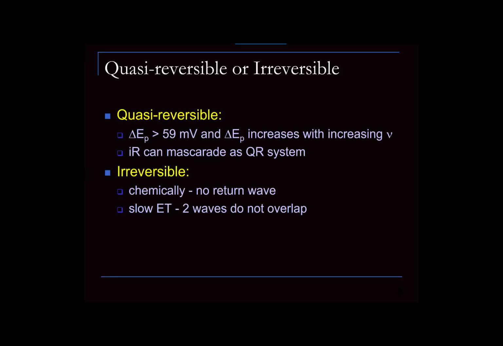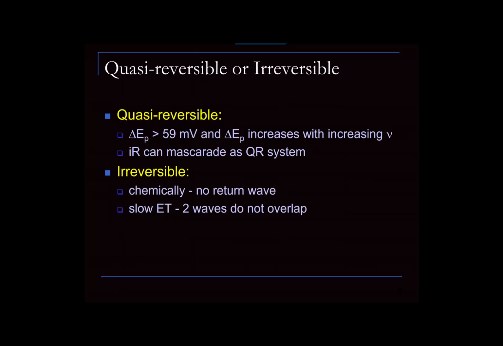The second behavior is irreversibility, and irreversibility isn't necessarily a bad thing, but what it means is that your system either can be oxidized or it can be reduced, but it can't undergo both processes. And why not? That's because either the product isn't redox active, or it might go on and do some really cool chemistry. And how do you distinguish an irreversible system from a reversible or quasi-reversible one?